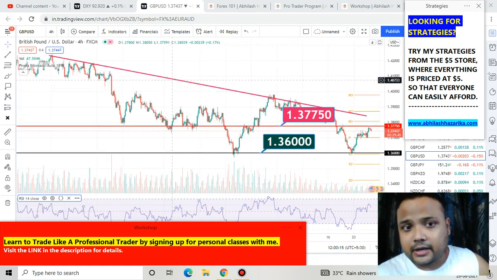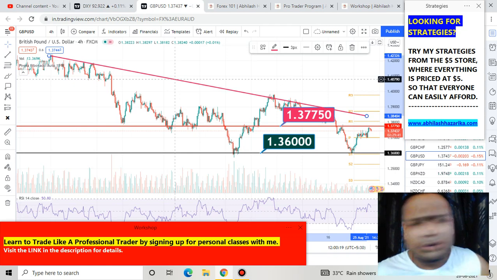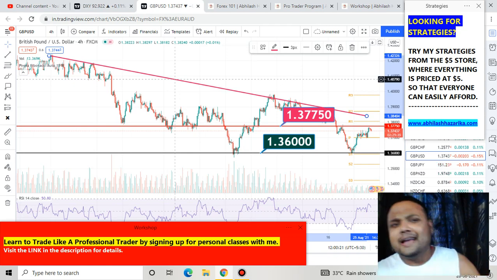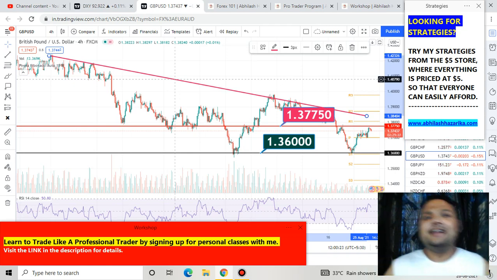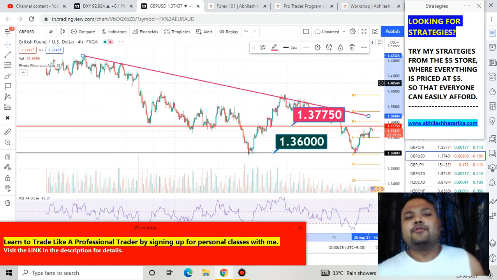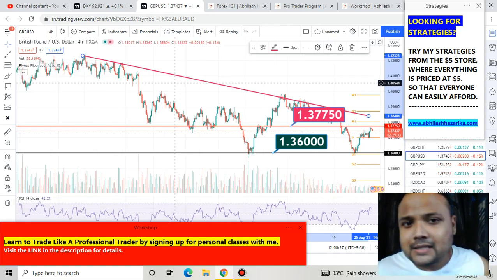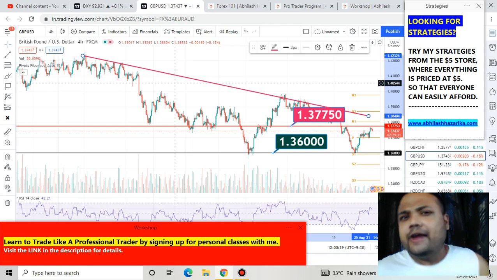First and foremost, the first trading opportunity on the GBP USD chart is this trend line, and I have been talking about this trend line for quite some time, for about a month I guess, more than 1 month. You can clearly see on the chart that for a couple of months, this trend line is acting as a very strong resistance for the market.